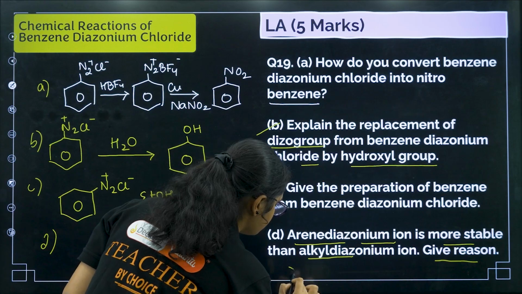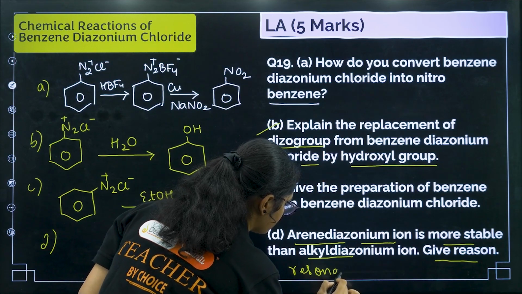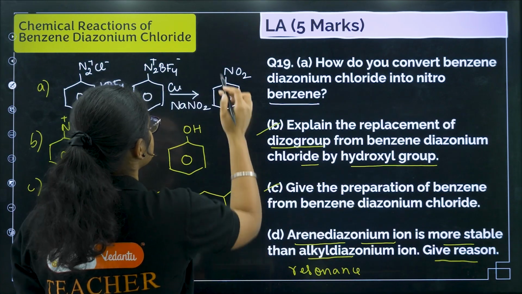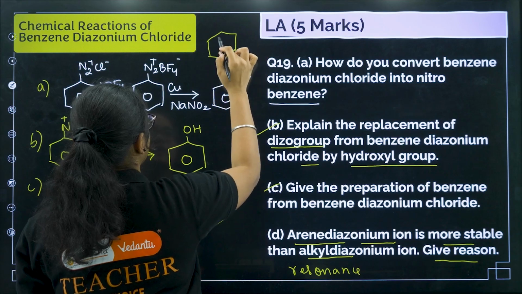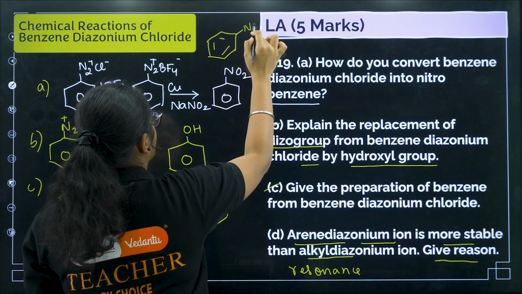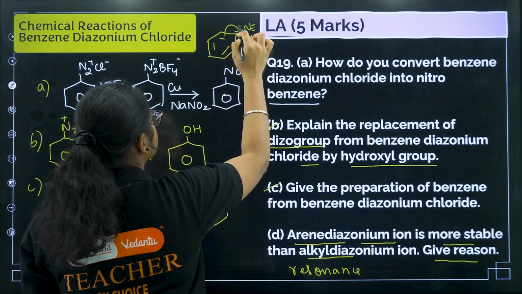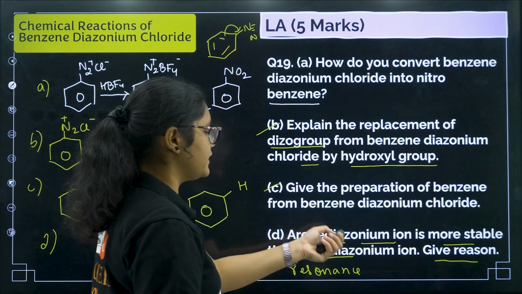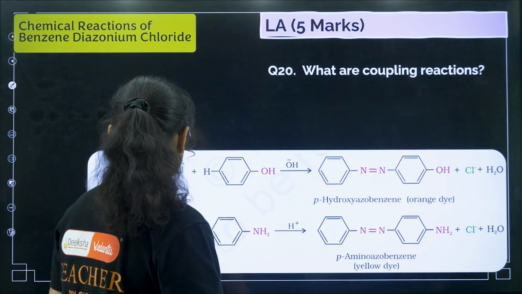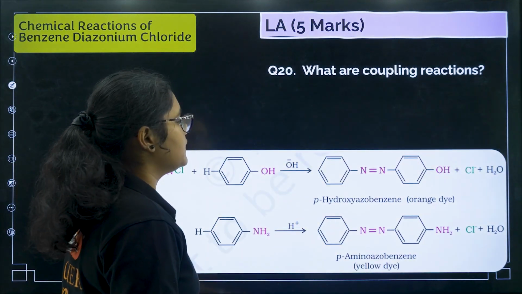So that is because of resonance. Where there is resonance, if you can see here, it is like this, right? You have N triple bond N. So here there is resonance, because of which arene diazonium ions are more stable. Next, what is coupling reaction?